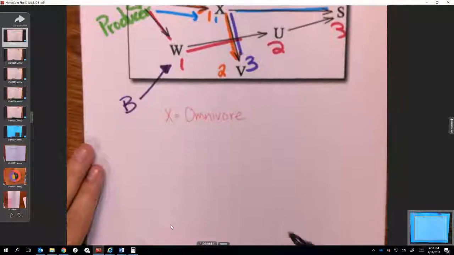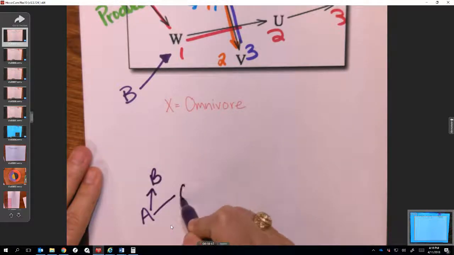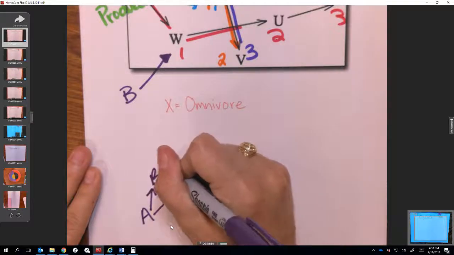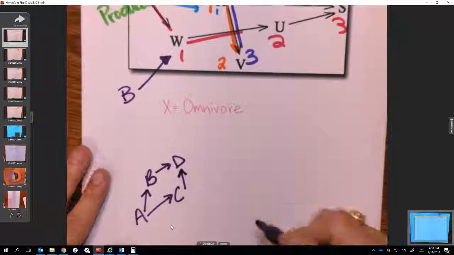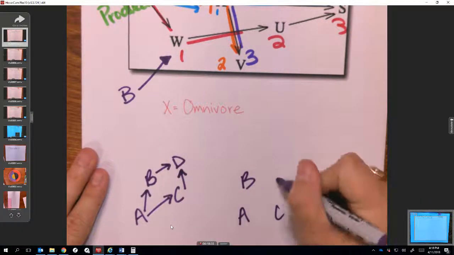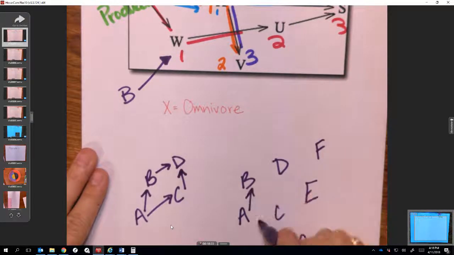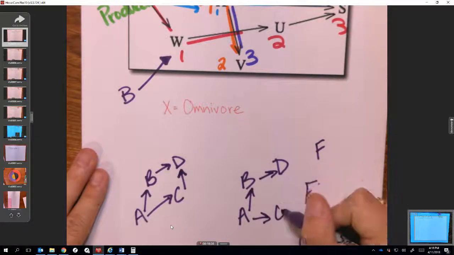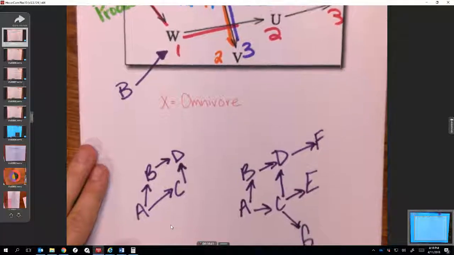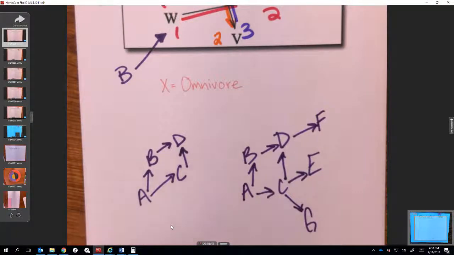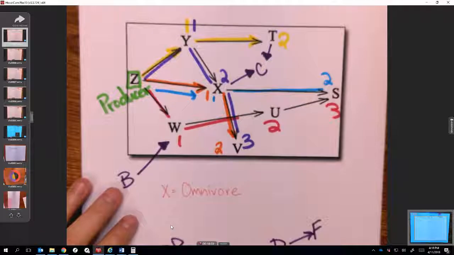So what you might see is something that looks like, I don't know, this, versus something that has a lot more letters. And what you're looking for is the one that has the greatest biodiversity is the one with more organisms. So hopefully that helps with how energy moves through an ecosystem and biodiversity.